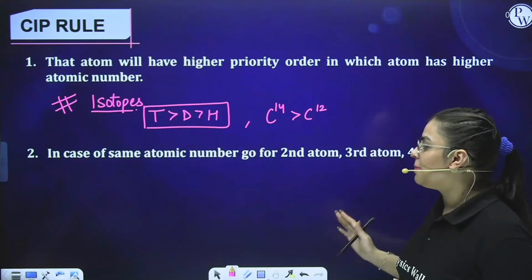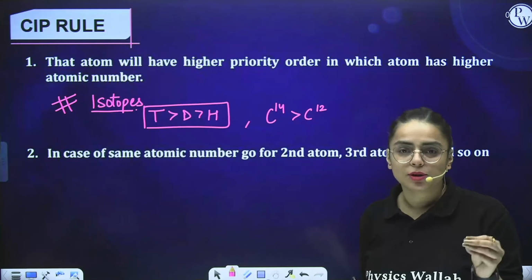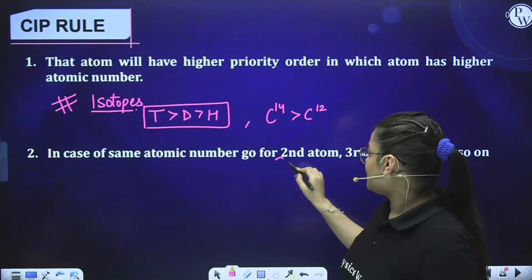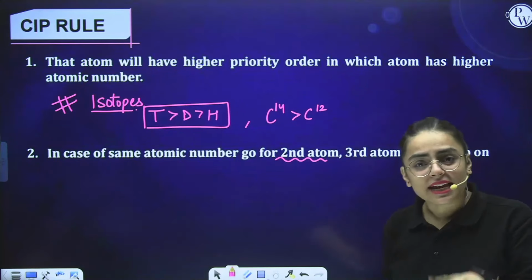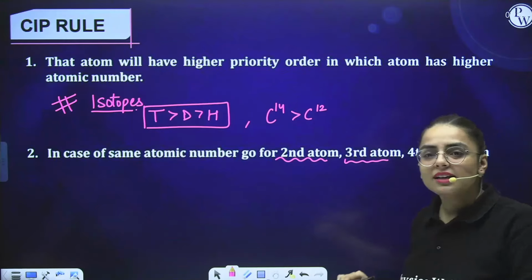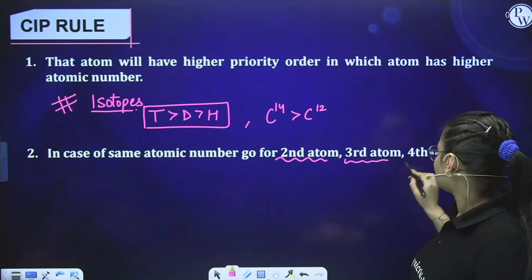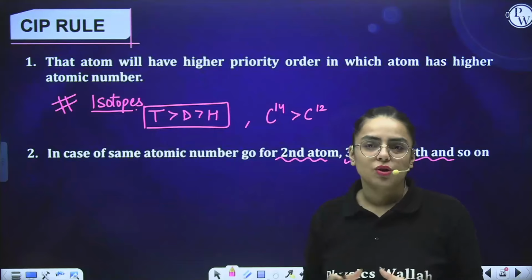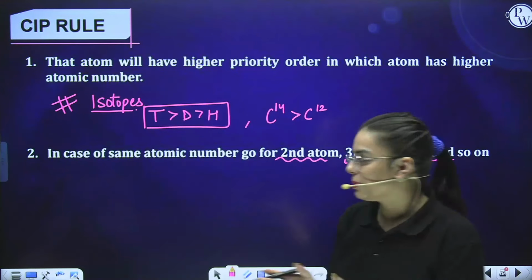In case of same atomic number, now for the case when there is the same atomic number, kindly go and check the second atom. If the second atom has the same atomic number, kindly go and check the third atom. If the third atom has the same atomic number, kindly go and check the fourth atom, and so on, my dear students. Now let us take one example and check it out.